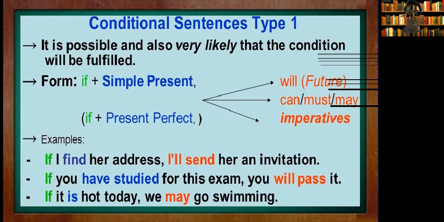Sample number 2. If you have studied for this exam, you will pass it. If is in our first clause, so this is now our condition clause. Then our verb is have studied in the present perfect form. I told you there are times that your verb in the condition clause is not in the simple present form, rather in the present perfect form. And in this case, you use have because our subject is you, counted as plural, so you cannot use has. So for a review about the perfect form of sentences, you can watch this video link above.